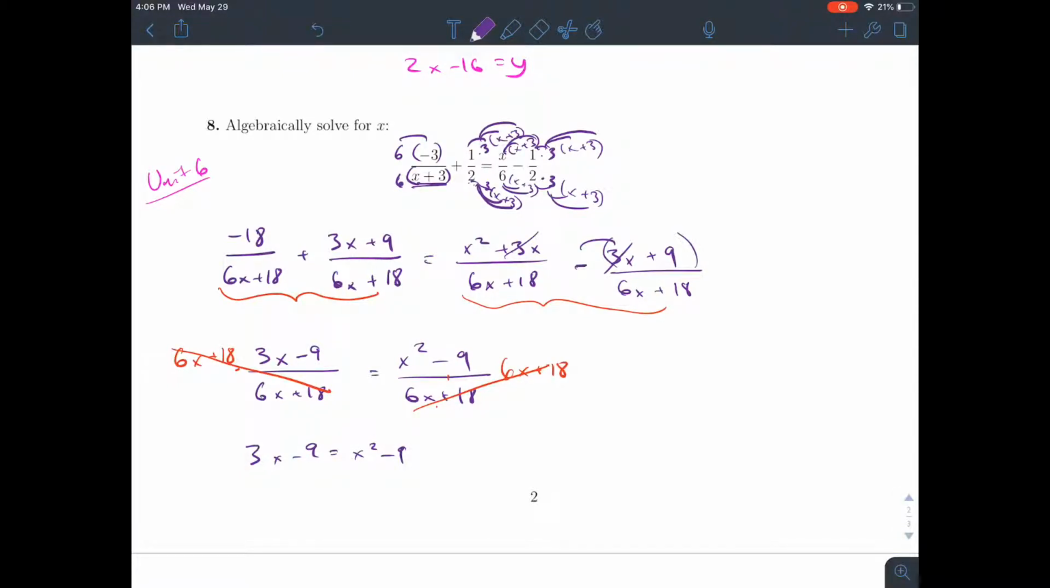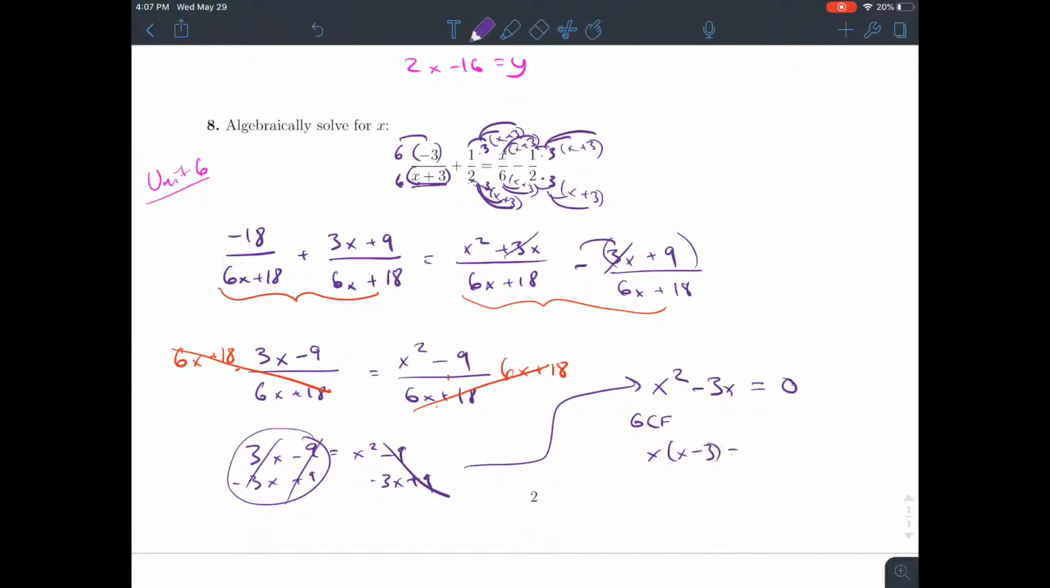Now, we probably want to factor this, so we'll get it equal to 0: minus 3x plus 9, minus 3x plus 9. That gives us x squared minus 3x. Negative 9 and 9 cancel out. And on this side, we had nothing left, so it's all equal to 0. This can be solved with GCF factoring. So we get x times x minus 3 equals 0. And setting each of these equal to 0, we find that x is 0 and x is 3.